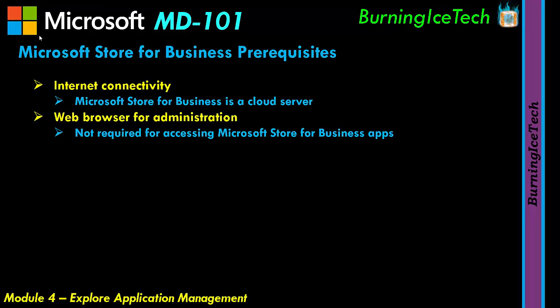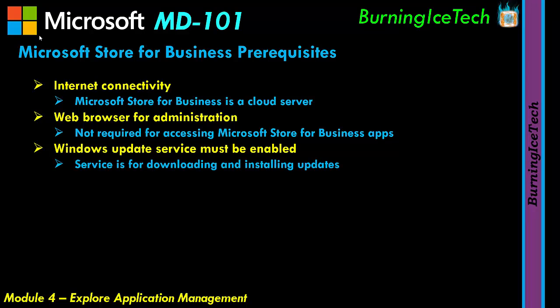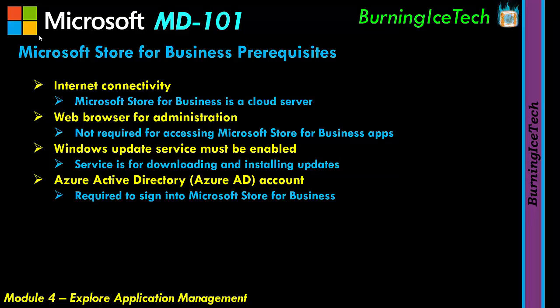The third prerequisite is that the Windows Update service must be running. I'm sure most of you IT guys already know why the service needs to be running, but just in case you don't know already, the service is for downloading and installing the updates. The fourth prerequisite is you and the users will need an Azure Active Directory account. Yes, guys, this is required to sign into the Microsoft Store for Business. If you don't have an Azure Active Directory account to sign in with, how will the store know that you are who you claim to be or that you are from the company that you claim to be?